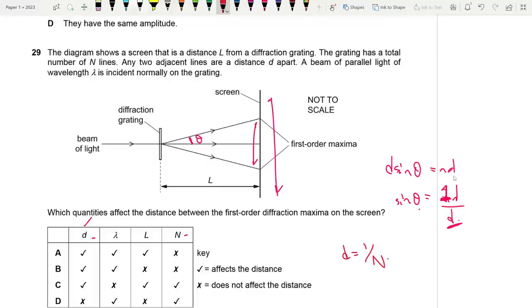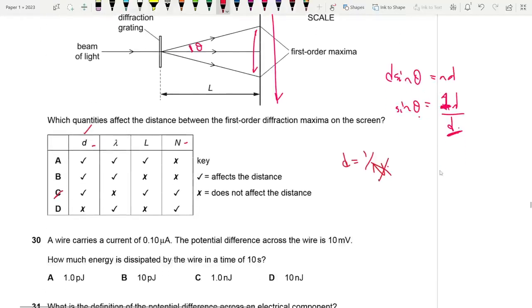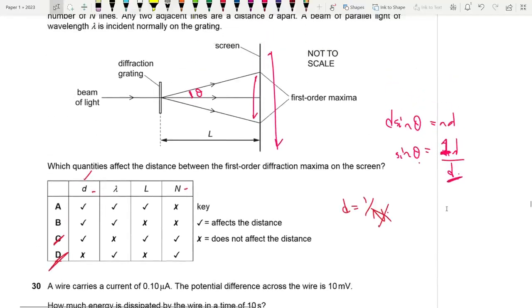What is capital N, to be honest? It's the number of lines per meter. However, in this particular question, look at what n represents. The grating has a total number of n lines. So honestly, the total number of lines does not matter. It's the number of lines per meter that matters. That is the n I'm talking about. But here n happens to have a separate meaning, which is why n does not contribute. So it's not going to be C or D. It's going to be between A and B.